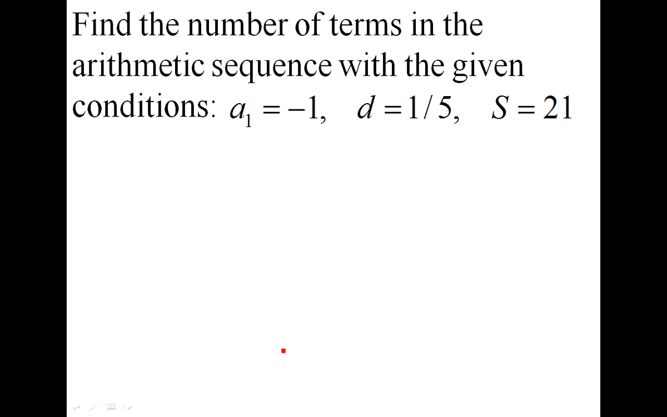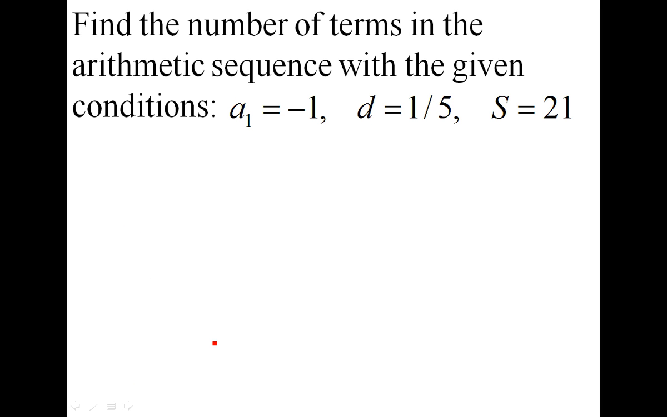Try this one. Find the number of terms in the arithmetic sequence with the given conditions. If the first term is -1, the common difference is 1/5, and the sequence has a sum of 105. What's strange or what's missing about this one? Yeah, you don't know what n is. That's what it's asking you for. Find the number of terms.